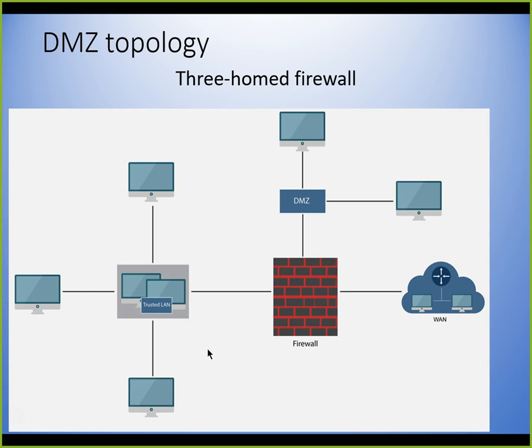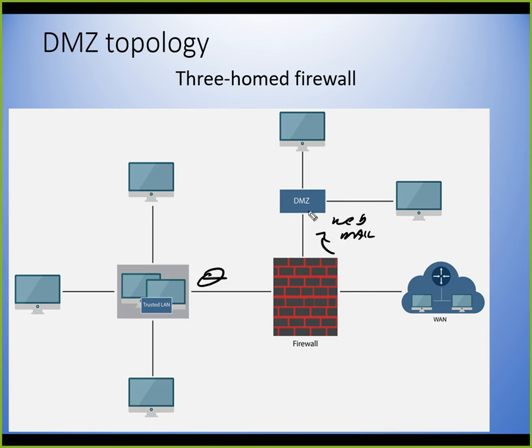The other DMZ topologies. This one is a three-homed or three-legged firewall, and this has become kind of popular. We have the WAN out here. We come into the firewall. We have the trusted LAN, where we don't let anybody in, and this is going to go to our web and whatever else. Maybe our mail server will be out here so that users can get to those resources.